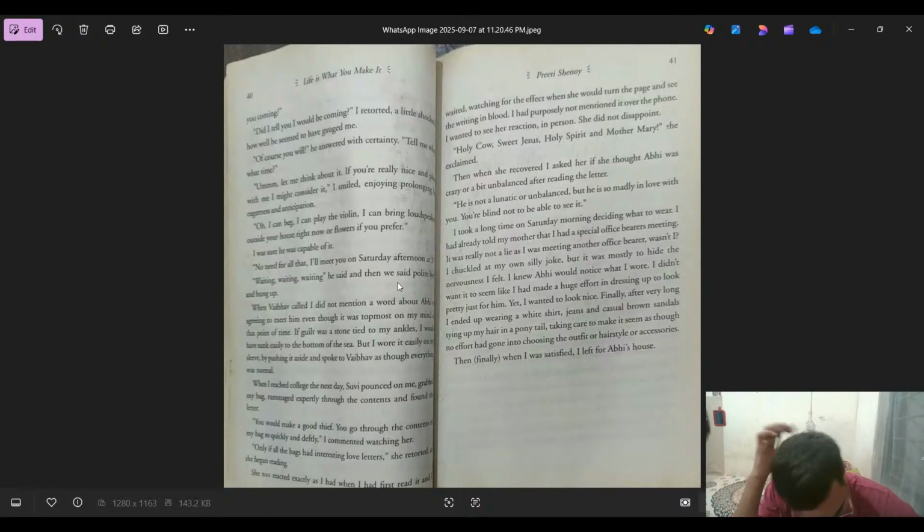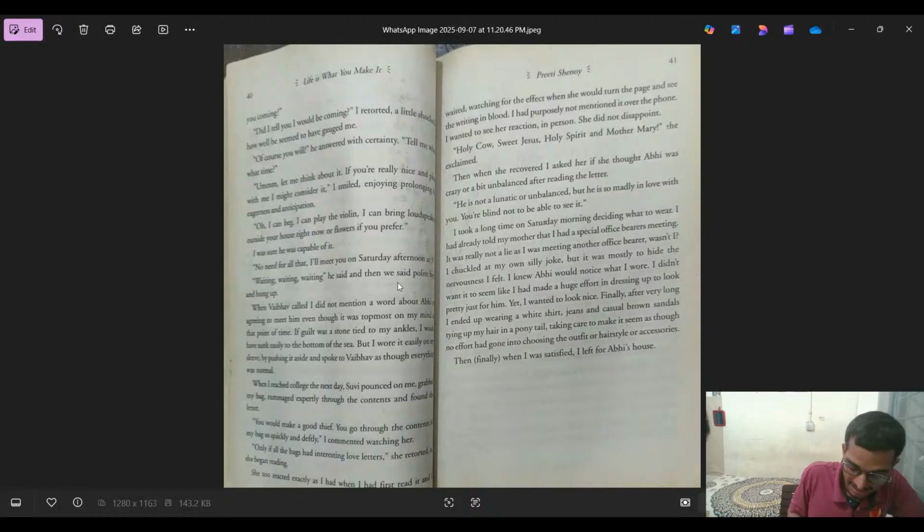When Weber called, I did not mention a word about Abhi or agreeing to meet him, even though it was topmost on my mind at the time. If guilt was a stone tied to my ankles, I would have sunk easily to the bottom of the sea. But I wore it lightly, pushing it aside, and spoke to Weber as though everything was normal.